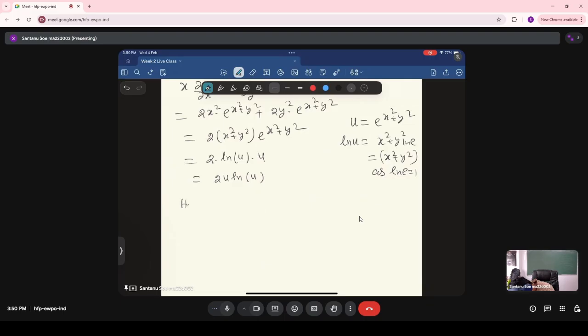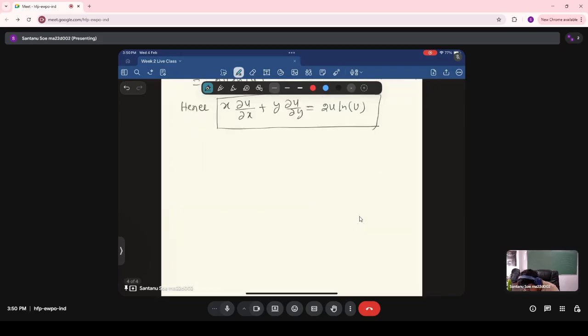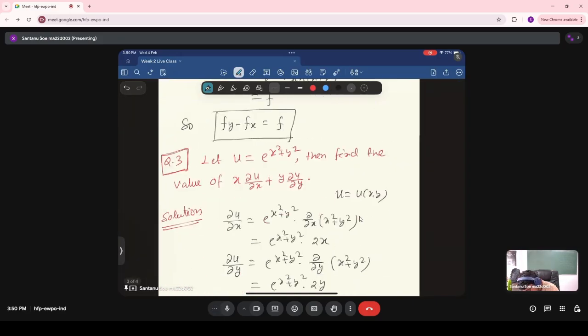Hence x del u del x plus y del u del y is the same as 2u ln of u. Okay, so this is the answer of our next question. So I think this was question number 3.